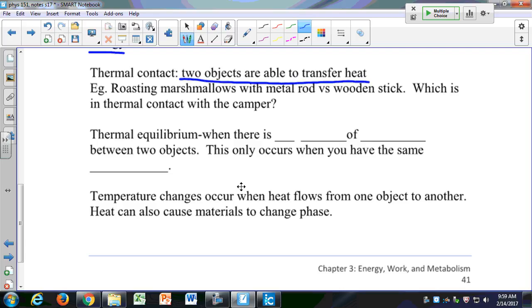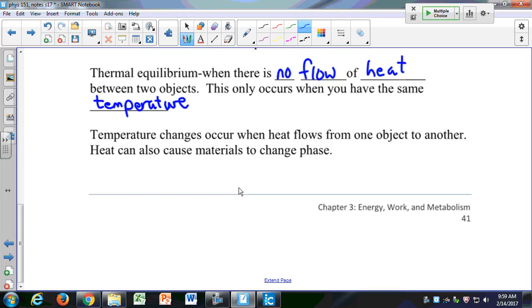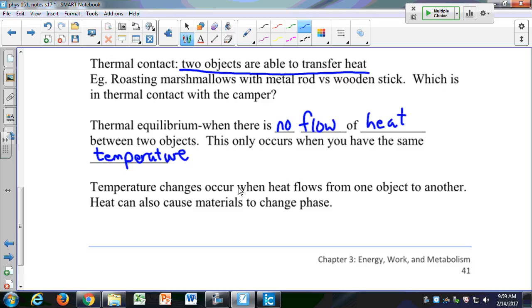Thermal equilibrium is when there is no flow of heat between two objects. This only occurs when you have the same temperature. And then we'll talk about changing phase from solids, liquids to gases later.